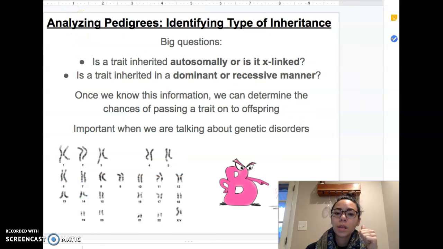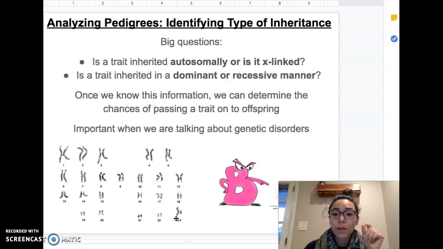The important thing that we're doing with pedigrees is identifying whether the trait is either autosomal or X-linked. Autosomal means it's on one of the regular chromosomes, right? We've got 23 pairs of chromosomes. 22 of those are autosomes, so non-sex chromosomes. X-linked just means it's on the X chromosome, the chromosome that determines your gender. Females are XX, males are XY.